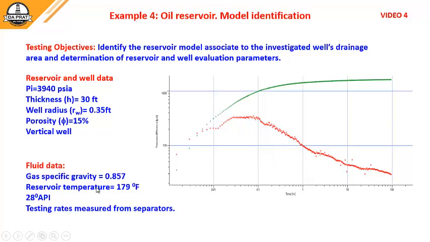Regarding fluid data, this is the specific gravity and API of the oil, and because it is a DST test, rates are measured from separators. Well, actually, rates are measured from separators no matter if it is a DST. But in this case, I just want to tell you that this is an exploratory well.